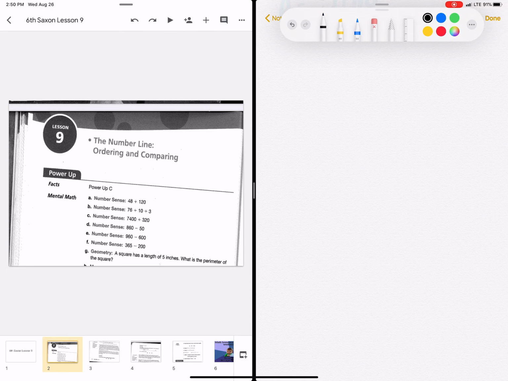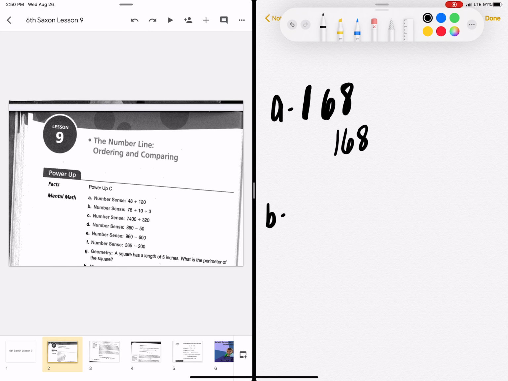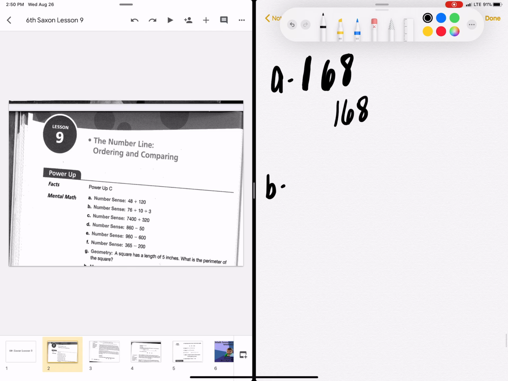Now we're back. Letter A, 48 plus 120. We're changing two place values, but 100 stays the same. So we have 168. That's not pretty. 168. That's better. All right, B, 76 plus 10 plus 3. This is almost expanded form. We have 76 plus 10 is 86. Plus 3 would be 89.